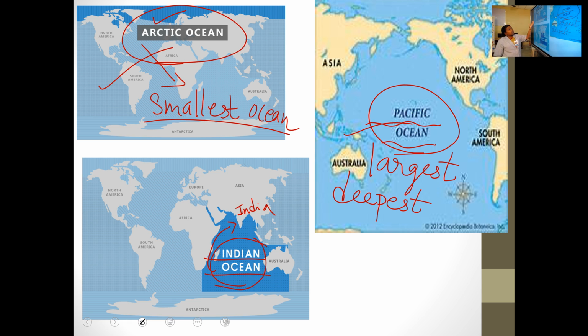Okay. So, which is the largest and deepest ocean? The Pacific Ocean is the largest and deepest ocean in the world. Then the smallest ocean in the world is Arctic Ocean. So, Indian Ocean is the ocean which got its name from a country. That's our country, India.